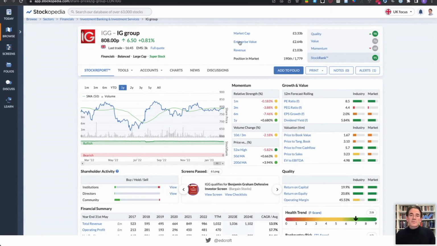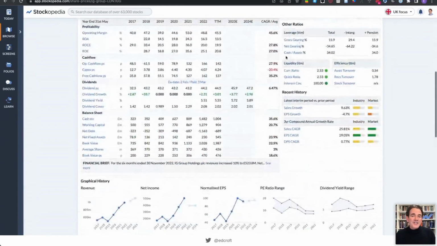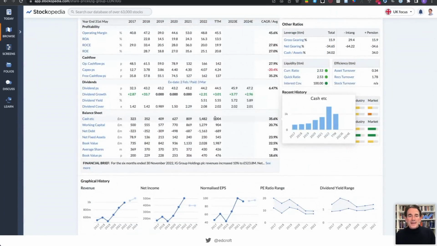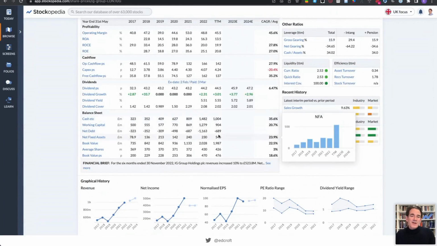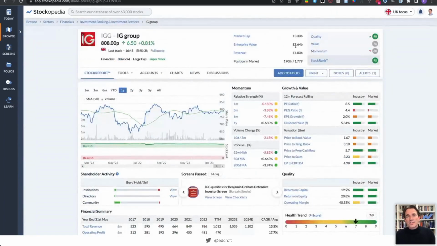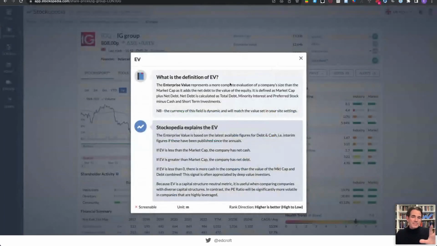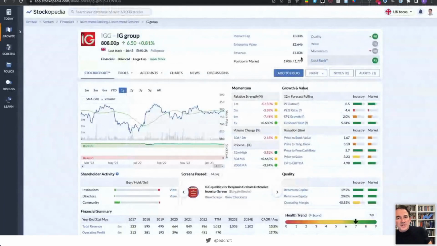Now you can see here, this one has got enterprise value less than the market cap. That means it's got net cash. And so you can see $1 billion on the balance sheet in cash for IG. And the net debt is minus 689, which often correlates with the gap here. Now, there are one or two different factors that come in, but you can read about it. There are some quirks on sort of strangely structured companies which come into it. That's a little bit more detail there.